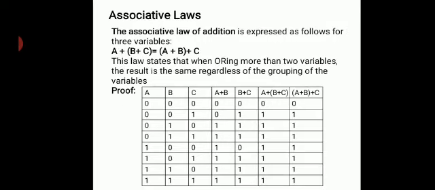The second one is the associative law. The associative law of addition is expressed as follows for three variables: A plus open bracket B plus C close bracket equals A plus B plus C. This law states that when ORing more than two variables, the result is the same regardless of the grouping of the variables.